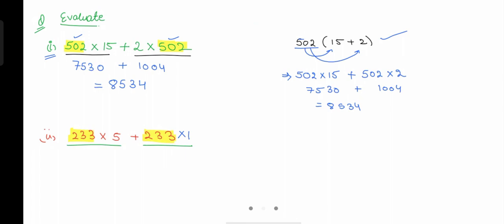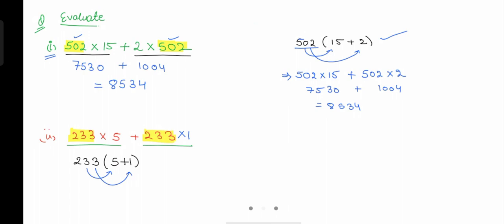Then what will I do? I will write the common term outside, that is 233, and the non-common ones inside, 5 followed by the plus sign and 1. And now I can solve it in two ways. I could just add up 5 and 1 first and then multiply by 233, that will be the BODMAS rule. Or you could simply go with the distributive property, that is 233 multiplied by 5 and 233 multiplied by 1. Both are easy ways, you can go with any one of them.